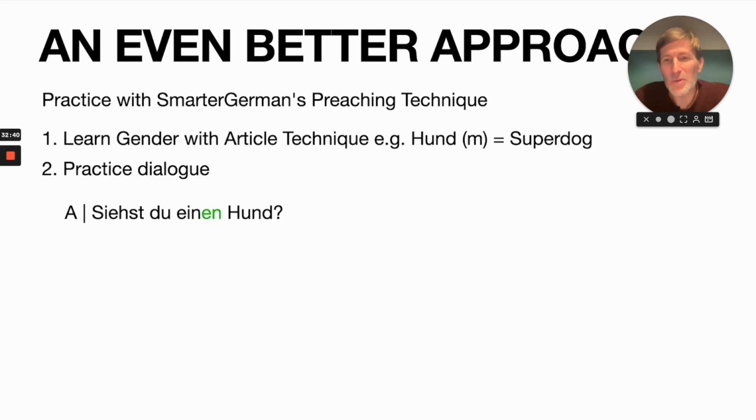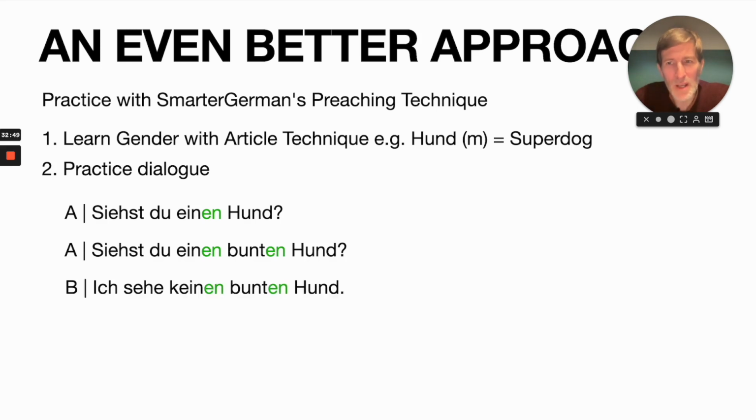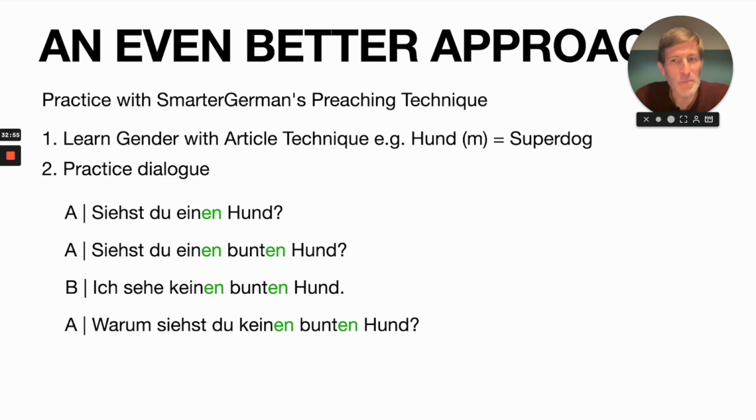Hey, siehst du einen Hund? Siehst du einen bunten Hund? Are you seeing a colorful dog? And person B then answers, which is also you, ich sehe keinen bunten Hund. I'm not seeing a colorful dog. Hey, surprised. Warum siehst du keinen bunten Hund? Weil ich keinen bunten Hund sehe. None of your business style.